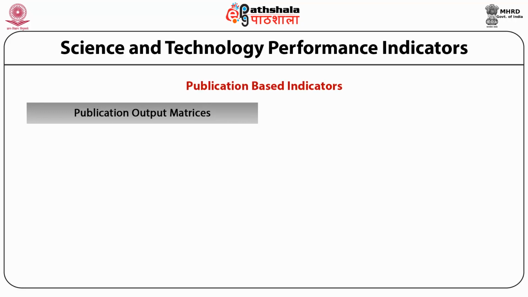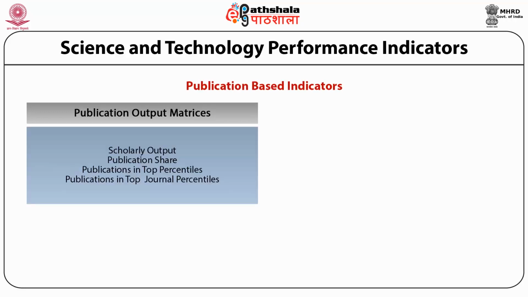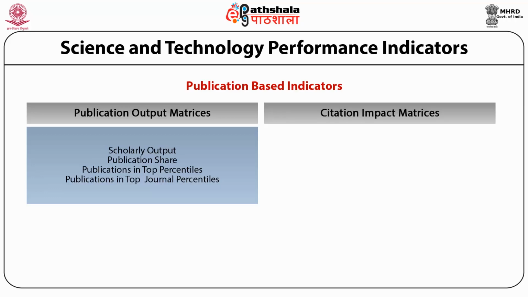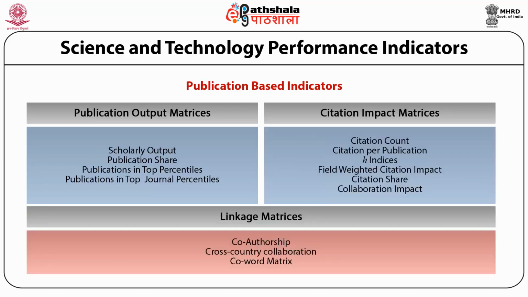We have categorized it under three categories for intellectual understanding. Publication output matrices include scholarly output, publications share, publications in top percentile journals, and top percentile of the overall publication output in a field. Citation impact matrices include indicators of citation count, citation per publication, and H indices.